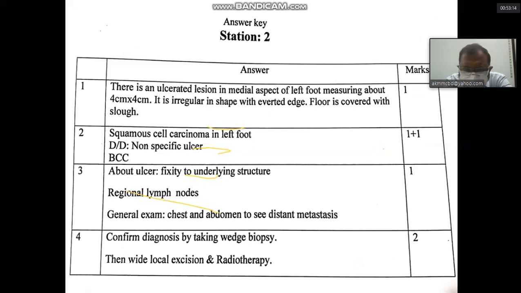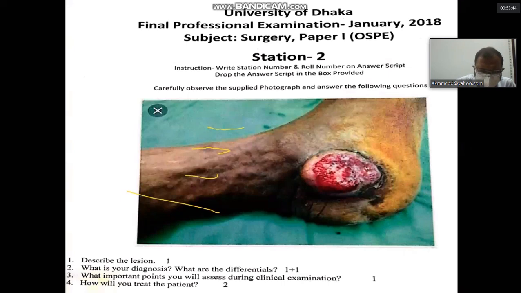Here is the answer. There is an ulcerated lesion in medial aspect of left foot measuring about 4 by 4 centimeter, irregular shape and everted edge, and floor is covered with slough. Mostly you have said all these things, and the answer is correct. You have to say squamous cell carcinoma in left foot. Non-specific ulcer or non-healing ulcer is the differential diagnosis, and another one is basal cell carcinoma. Now, what important points will you assess?